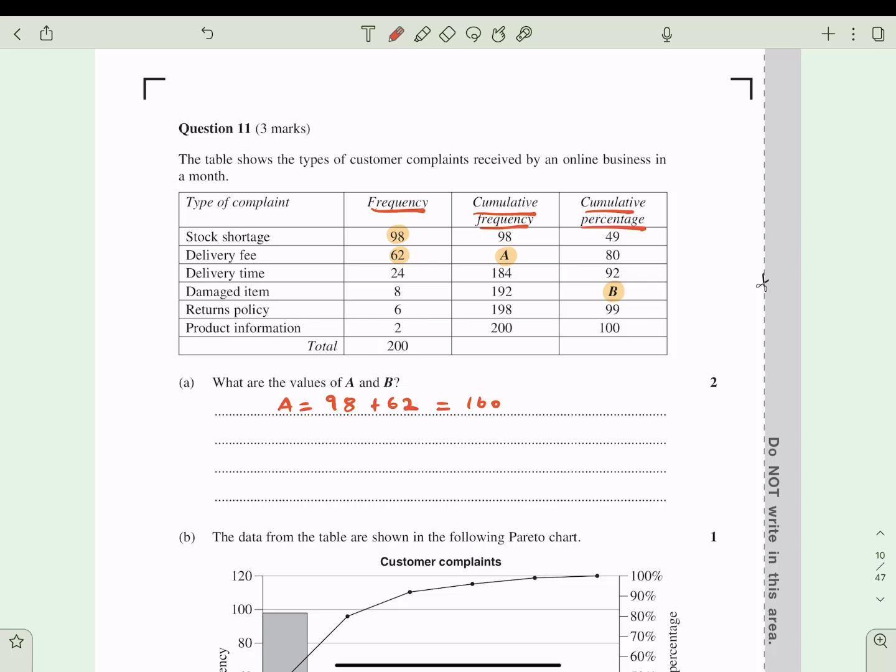Okay, now for B, cumulative percentage is essentially a percentage of the entire thing. So for B, we know that the cumulative frequency is going to be 192, and we also know that the total is 200. So the percentage is going to be 192 over 200 times 100%, which is equal to 96%. Okay, so that's it for part A.